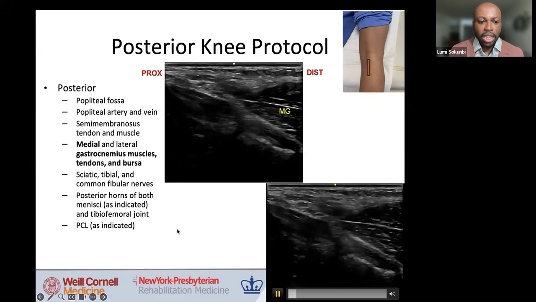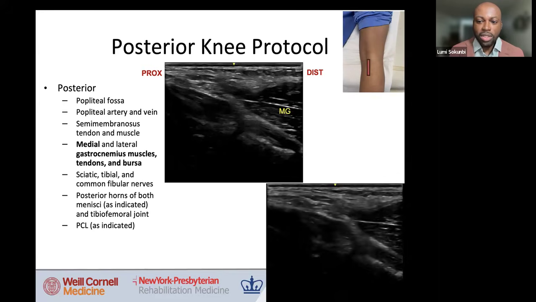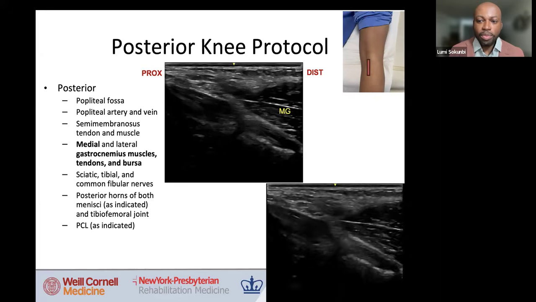And as always with scanning, you always want to make sure to confirm where you are and use your dynamic skills as well, just to evaluate the width of structures to see if you notice any sort of pathology or tears, tendinosis, partial tears as well.